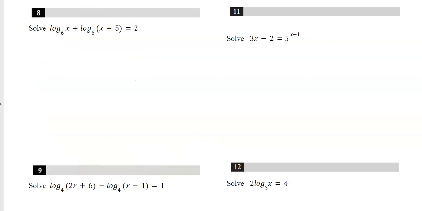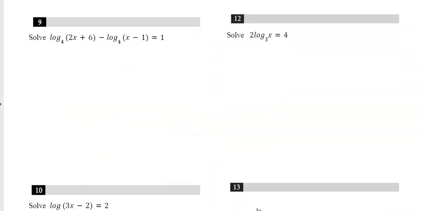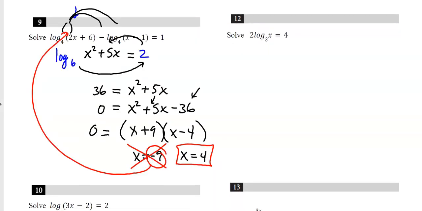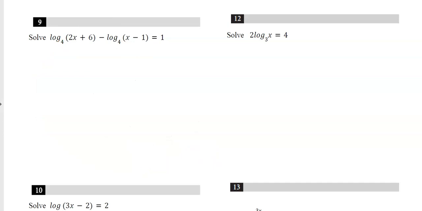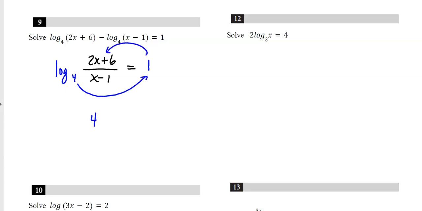All right, number 9. This time I subtract 2 logs. When we subtract 2 logs, I'm really going to divide. So this is going to be log base 4 of 2x plus 6 divided by x minus 1 equals 1. And again, exponential form: 4 to the first power equals this thing.